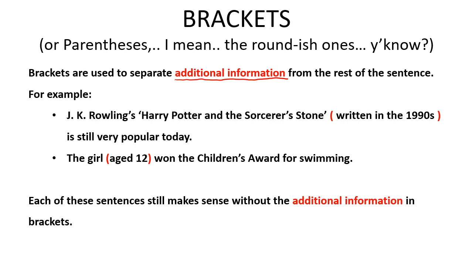Now, each of these sentences will still make sense without the additional information in brackets. So when you try to use brackets in your writing, if you take away the information in brackets, your sentence has to still make sense. Okay? If it doesn't, then you haven't done it right, and you'll have to change your sentence. But let's look at this. The first one, J.K. Rowling's Harry Potter and the Sorcerer's Stone is still very popular today. That's a sentence. But if we want to add the extra information that it was written in the 1990s, we can. And the same for the second sentence. The girl won the Children's Award for swimming. It's a sentence. If we want to add additional information about her age, we can.